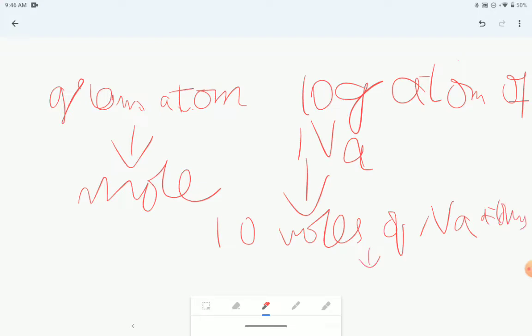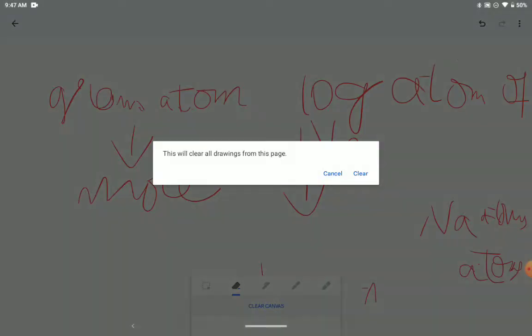Which is 10 into Avogadro number of Na atoms. So gram atom is nothing but a mole. We can replace gram atom by mole. That means 10 gram atom of Na is 10 moles of Na atoms, which is nothing but 10 into Avogadro number of Na atoms. So this is the one.